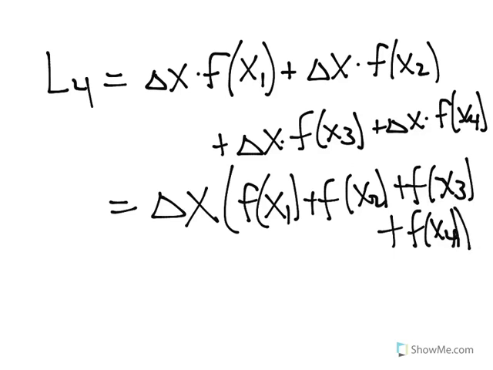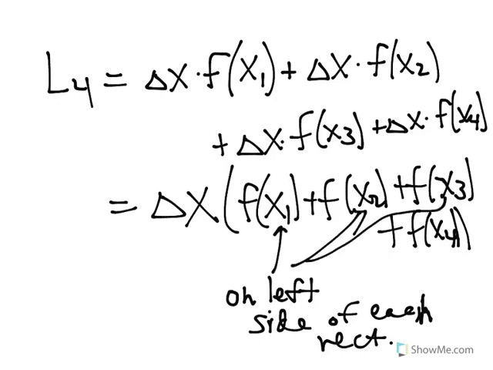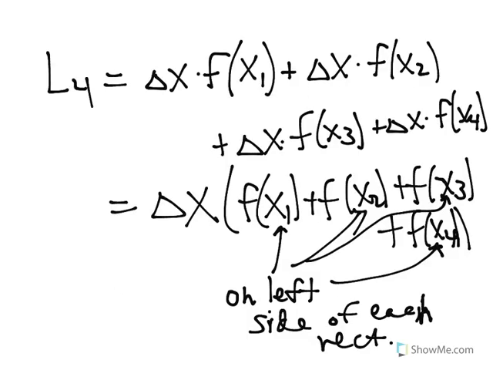And what's important here is that the x1, x2, x3, x4, those values are on the left endpoint, I should say, of each rectangle. So the values of x1, x2, x3, x4, those are values that are on the left side of each rectangle because we're using a left-hand sum. That's why we're calling it L4.